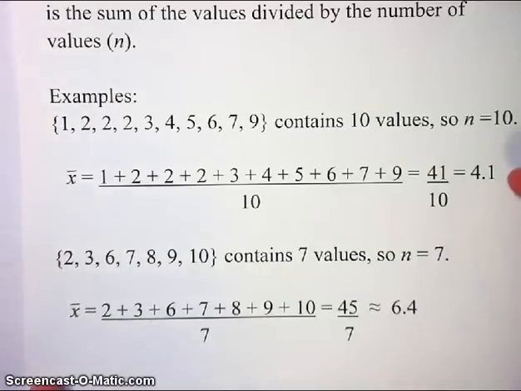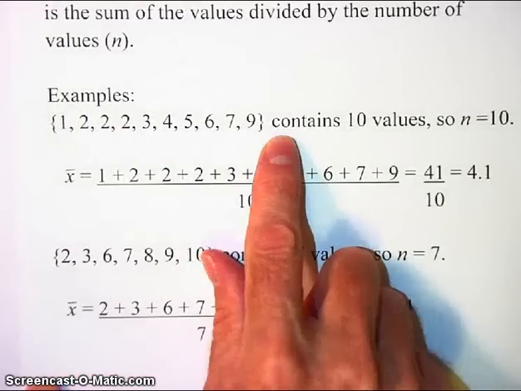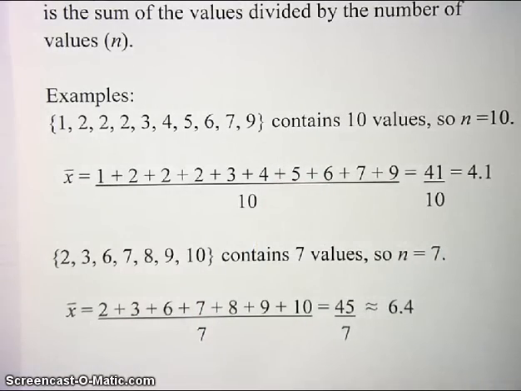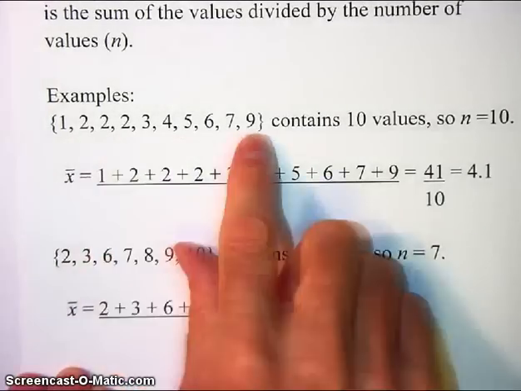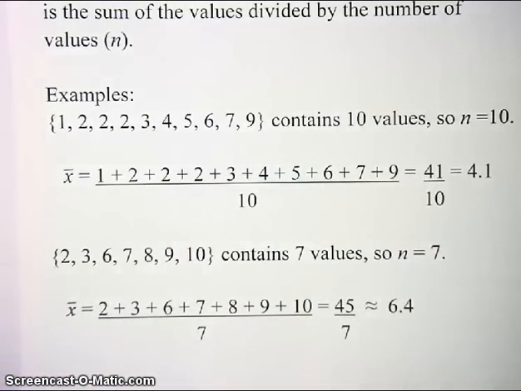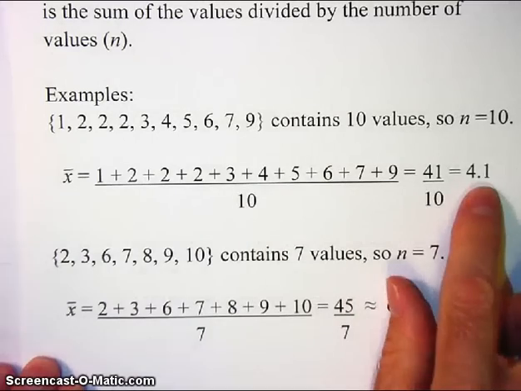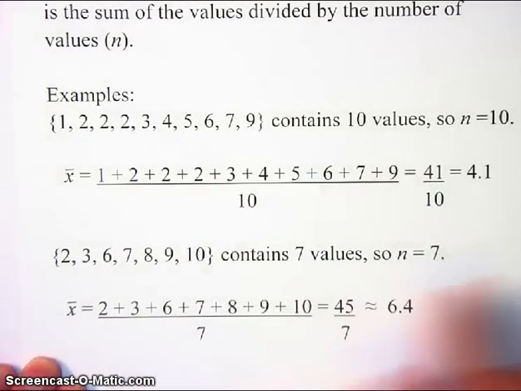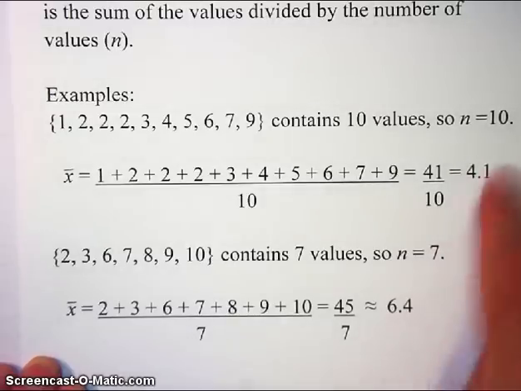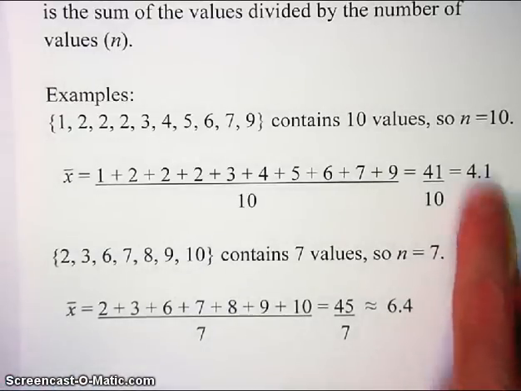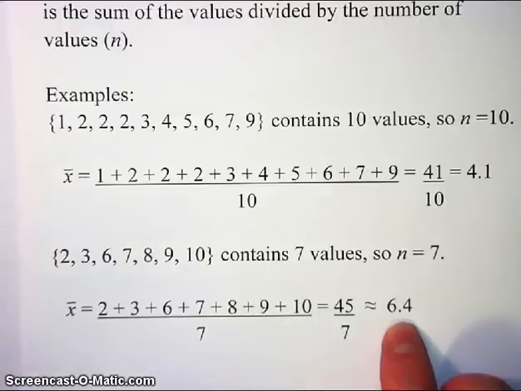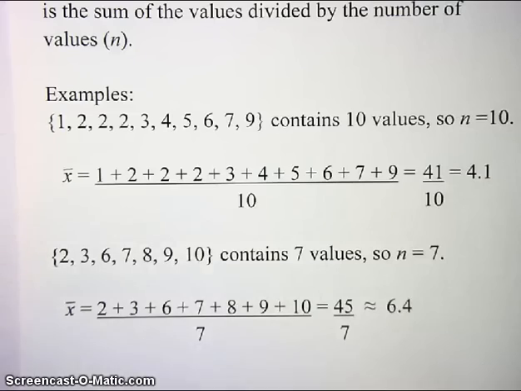Now, one thing you've got to be aware of is that these two values right here, x bar 4.1 or x bar 6.4, those are not actual values in the data set. The mode is a value that's in the data set, but the mean does not have to be in the data set. It just gives you a rough idea about where a typical value would be, not an exact value that's in the data itself. So this one is exactly 4.1. This one is rounded to 6.4, and these are not values in the data set. So the mean does not have to be an actual data value.